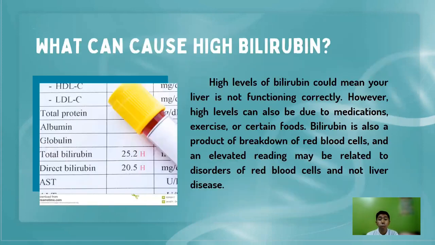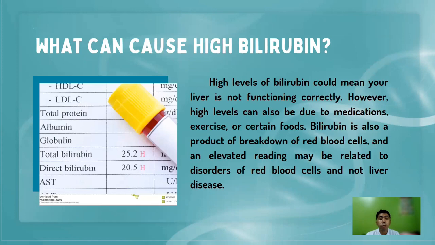What can cause high bilirubin? High levels of bilirubin could mean your liver is not functioning correctly. However, high levels can also be due to medication, exercise, or certain foods. Bilirubin is also a product of breakdown of red blood cells, and an elevated reading may be related to disorders of red blood cells and not liver disease.